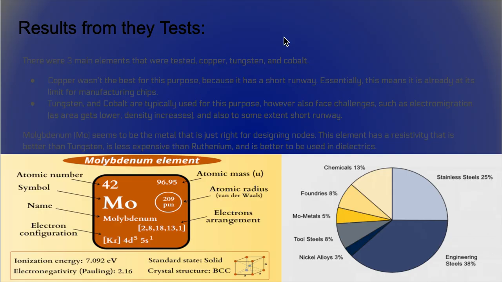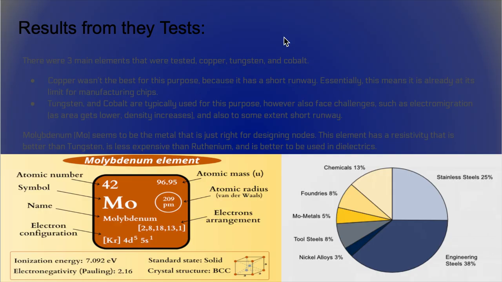See, copper wasn't the best to design nodes. That's because it has something called a short runway. Short runway is basically when it's reached its limit for manufacturing chips. It can't really go above in terms of performance, essentially. It's basically at its limit already.